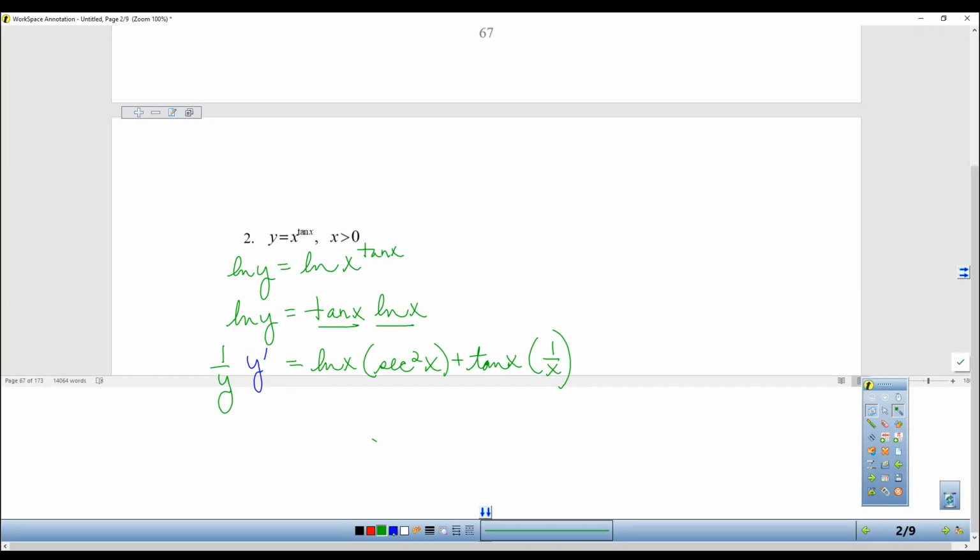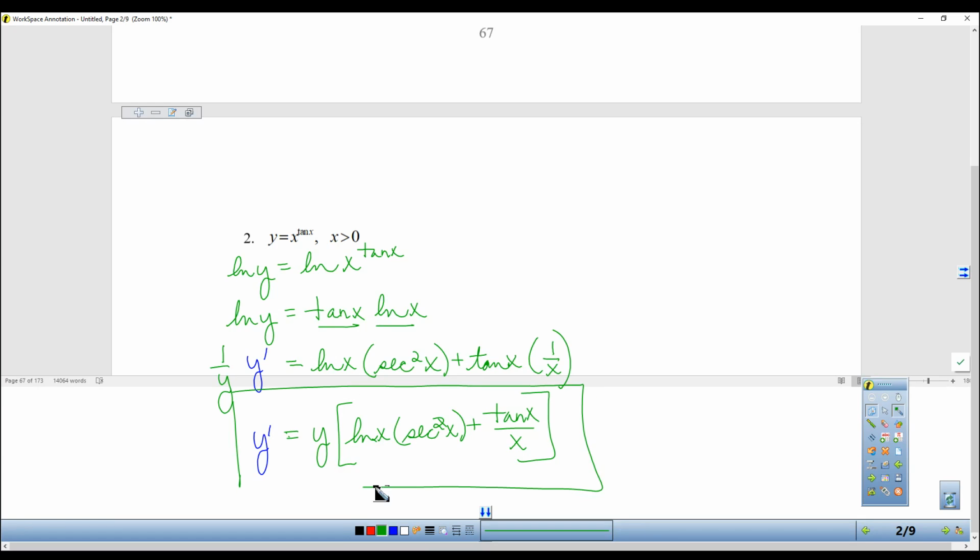This doesn't really get much easier. I am going to multiply both sides by y, but I'm not sure that this simplifies to anything really great. Natural log of x, secant squared x. I guess I could write it as tangent of x over x. I'm not sure that that's necessarily better, just different. And there's my answer. So as you can see, these problems aren't ridiculously hard, but it is a new concept.